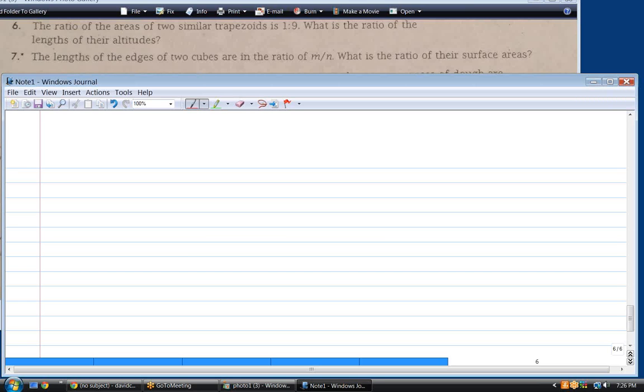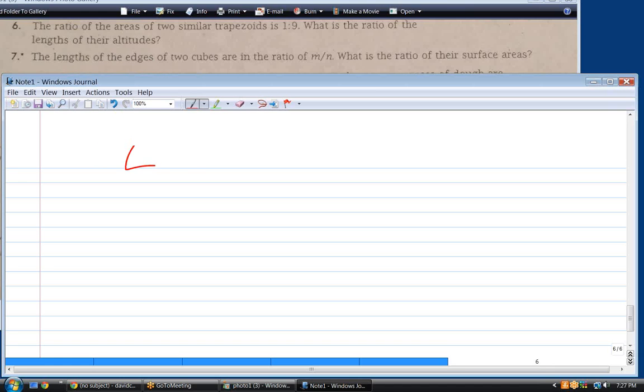So, number 7, the lengths of the edges of two cubes are in the ratio of m to n. What's the ratio of their surface area? The lengths of the edges, what kind of ratio is that? Is that a linear, area, or volume?